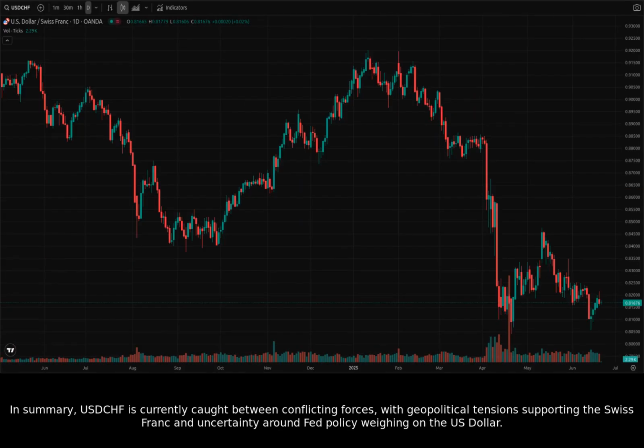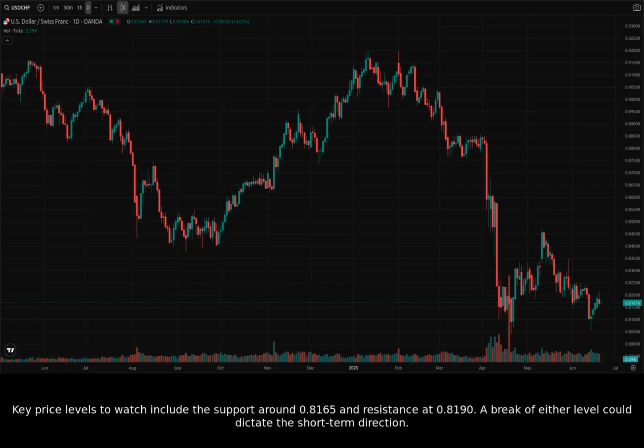In summary, USDCHF is currently caught between conflicting forces, with geopolitical tensions supporting the Swiss franc and uncertainty around Fed policy weighing on the US dollar. Key price levels to watch include the support around 0.8165 and resistance at 0.8190. A break of either level could dictate the short-term direction.